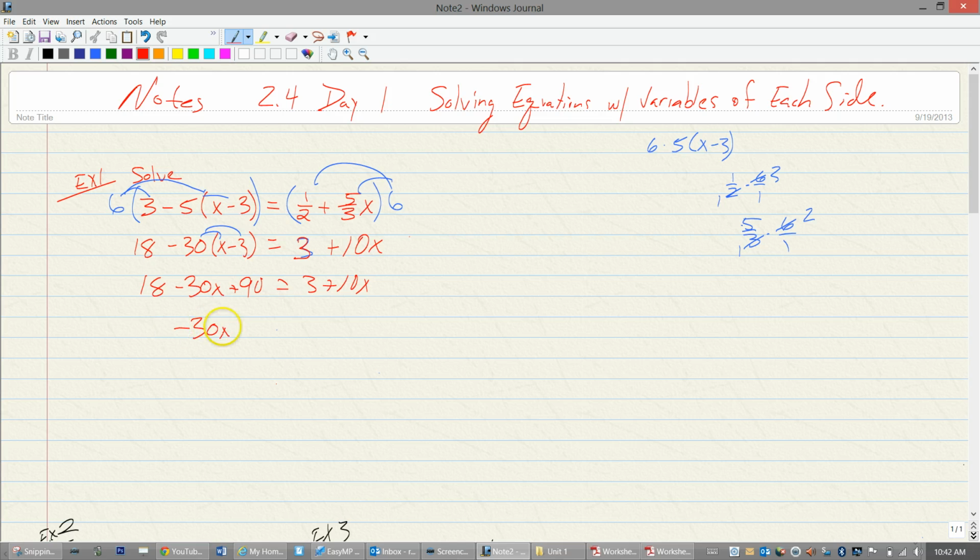108 equals 3 plus 10x. And now this is the new stuff. This is totally new right now. We have x's on different sides of the equal sign.